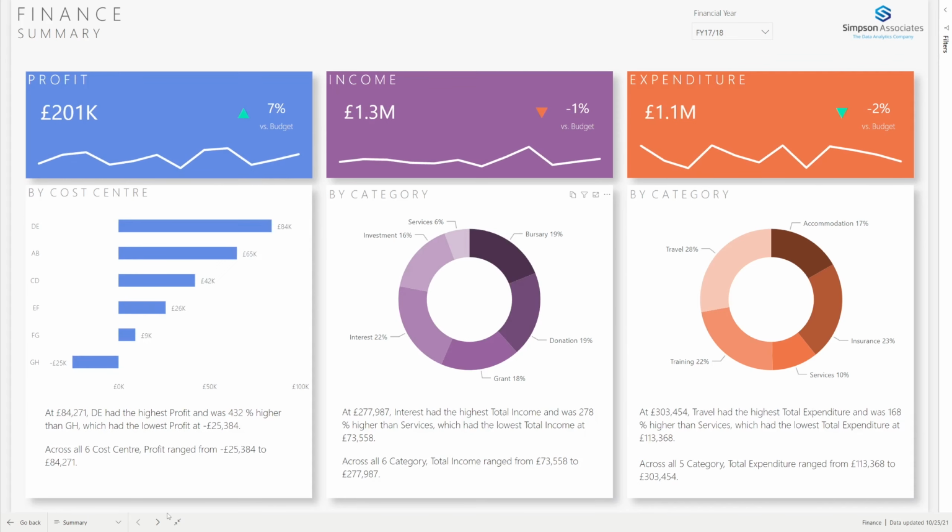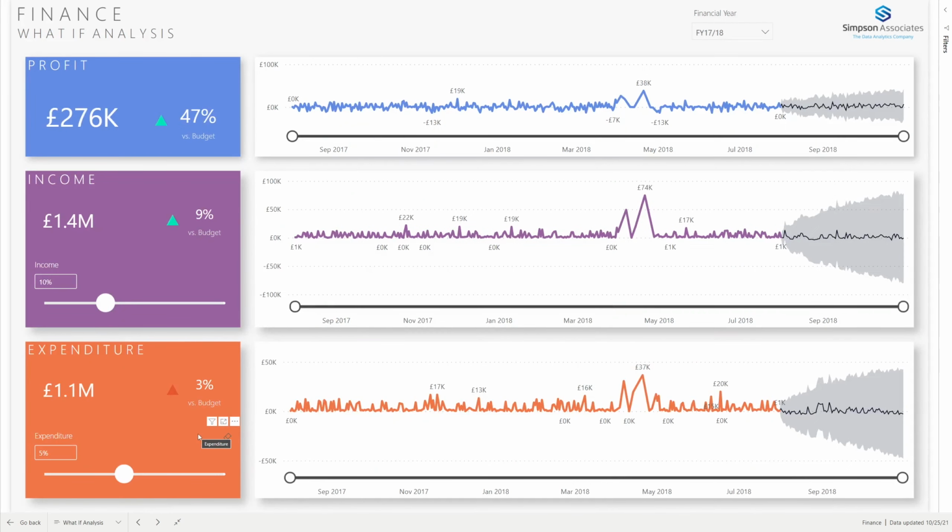If I go to the next page now, we have a page dedicated to what if analysis. So we've kind of got the same sort of cards on the left hand side as we had on the top of the previous page, where we can see profit, income, and expenditure for a particular financial year. And then the right hand side of the page shows us a nice line chart showing daily profit, income, or expenditure. But you'll notice a little grey section on the end of our line charts, and that is actually a forecast.